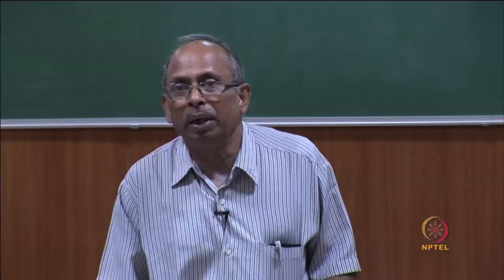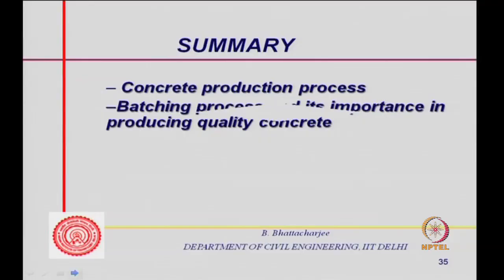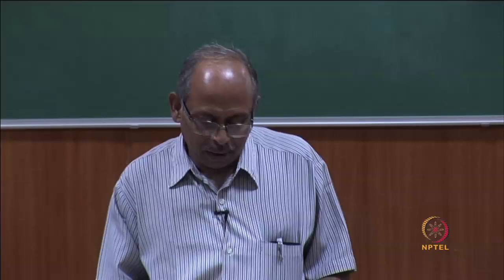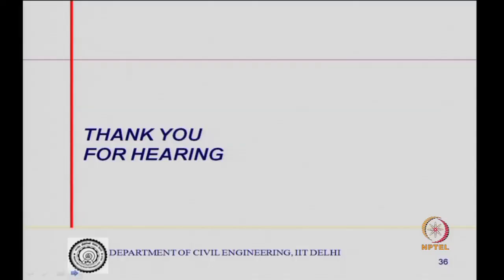Quality control is related to both. So, we have looked into the concrete production process, what the steps involved are. Then we have looked into the batching process and its importance in producing good quality, engineered quality concrete, and then we have looked into the mixing process for producing uniform quality of concrete. So, that is what has been part of our discussion, and with this we conclude our discussion.